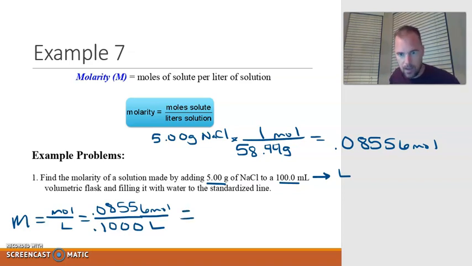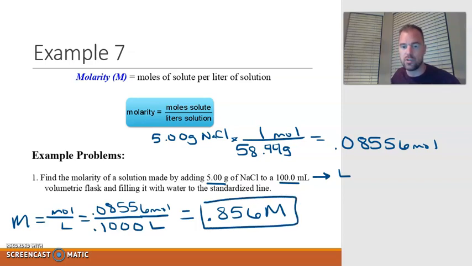I just have to divide that. So that would end up being 0.856, and then my unit is capital M. Okay, so that would be the molarity of that particular solution. Let's look at another example.